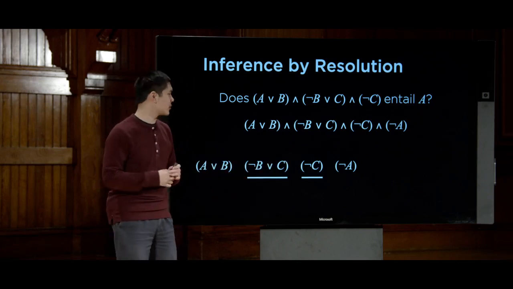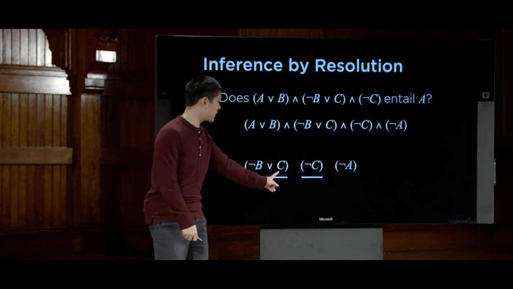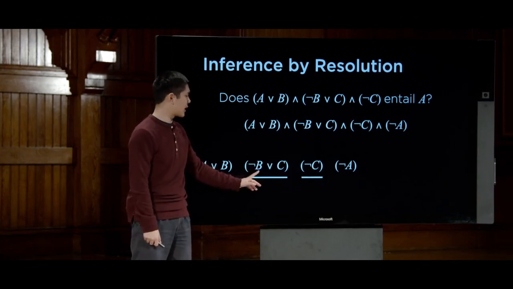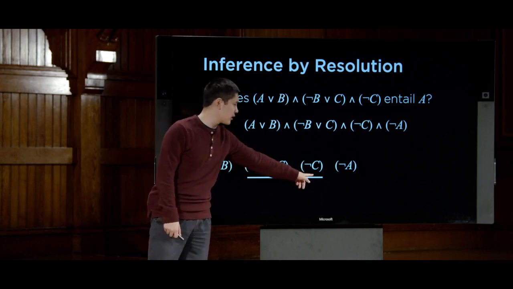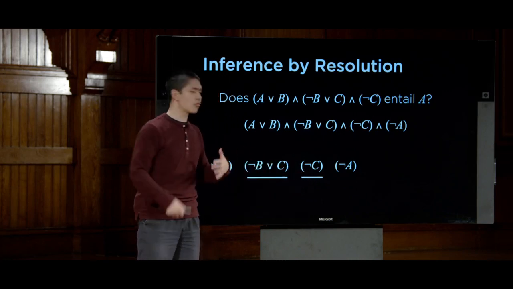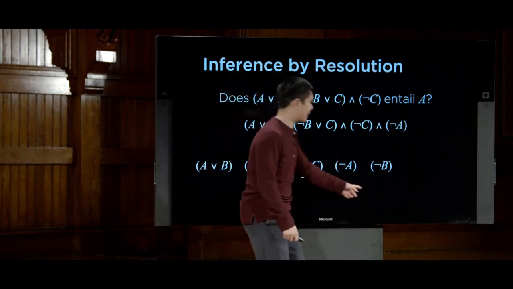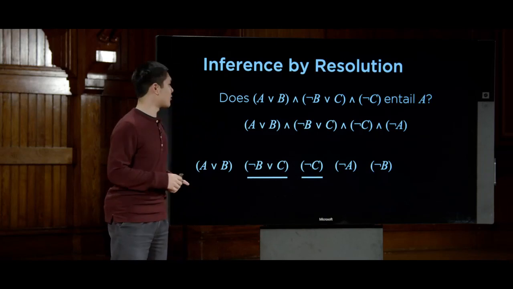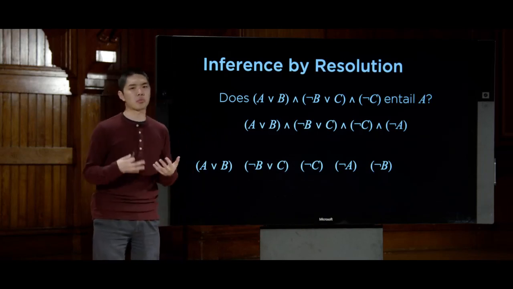I can resolve them because there are complementary literals that show up in them. There's a C here and a not C here. So just looking at these two clauses, if I know that not B or C is true, and I know that C is not true, well, then I can resolve these two clauses to say, all right, not B, that must be true. I can generate this new clause as a new piece of information that I now know to be true. And all right, now I can repeat this process.